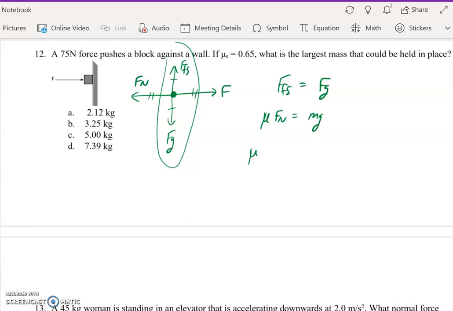Our normal force is F. We already labeled it as being the same. So 0.65 times 75 equals m times 9.8. Solve for m, and it's 5 kilograms.